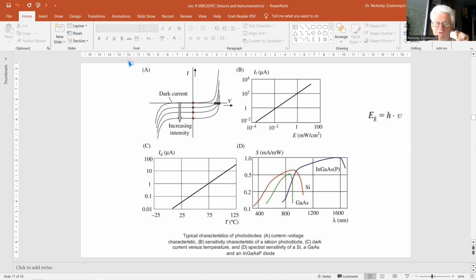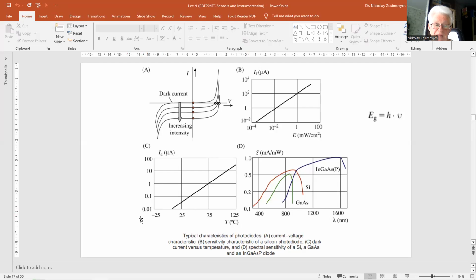But since a photodiode has an essentially larger active area, its dark current is also much larger. And moreover, it increases exponentially with the temperature, as you can see from figure C. This figure you may see on the bottom part of the left side of this slide.